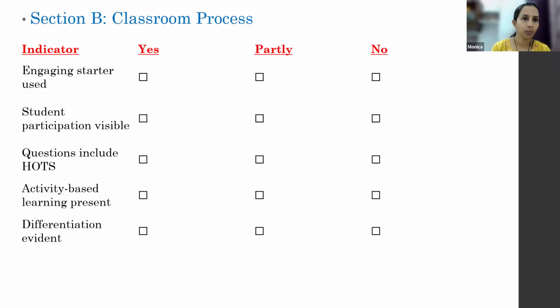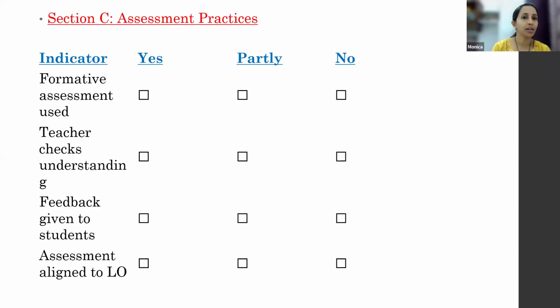And also during the classroom process, whether a starter is used, students are participating, higher-order questions are given, the activity is based upon the learning or diverting from the learning, and whether differentiation is evident or not. All these things you can use as indicators. Whether formative assessment is used, whether the teacher checks the understanding of the students, whether feedback is given to the student soon after the assessment, and whether the assessment is aligned to the learning objective or not.